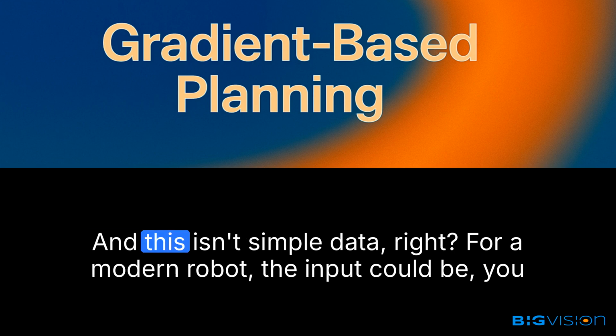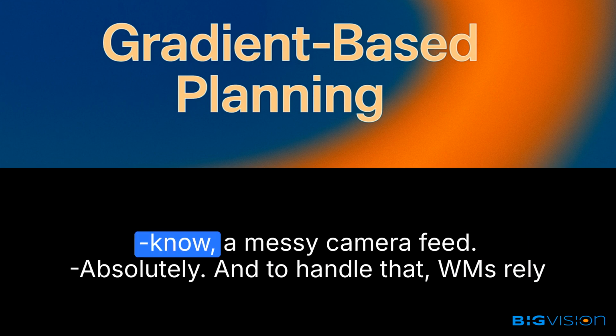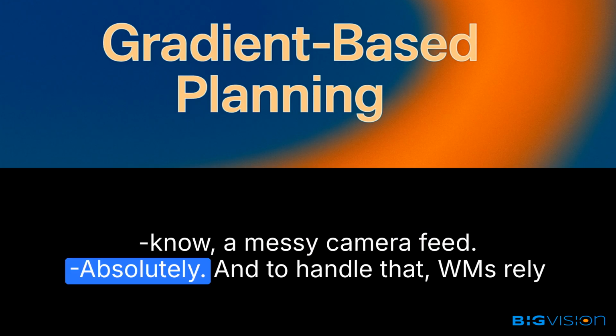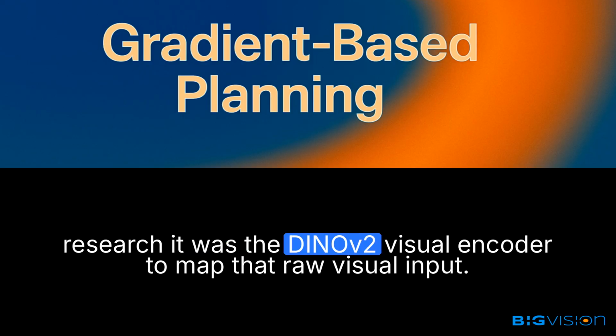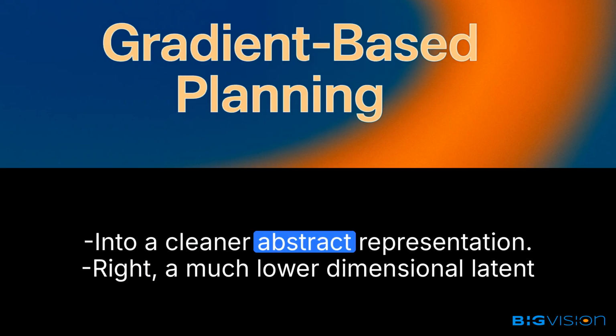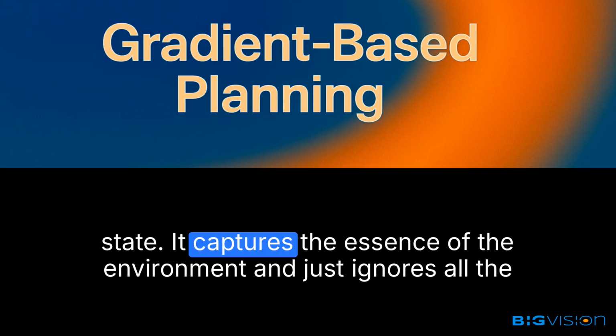And this isn't simple data, right? For a modern robot, the input could be a messy camera feed. Absolutely. And to handle that, WMs rely on what are called latent spaces. They use a really powerful encoder. In this research, it was the DINOv2 visual encoder to map that raw visual input into a cleaner abstract representation. Right, a much lower dimensional latent state. It captures the essence of the environment and just ignores all the noise.